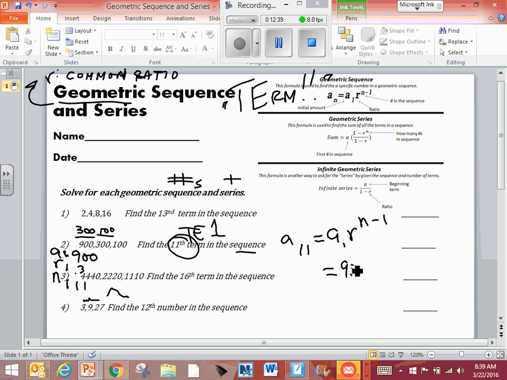900 gets to go first, in a parenthesis. R, what was R again? It was, I think, a point something. 0.3 gets to go second. I'm going to put them in a parenthesis. And then this n minus 1, n is 11. This is the one piece that I would allow you to shorten. You could put 11 minus 1, or you could put 10. I'm going to put 11 minus 1 initially, but because it's always minus 1, you could just put the 10.